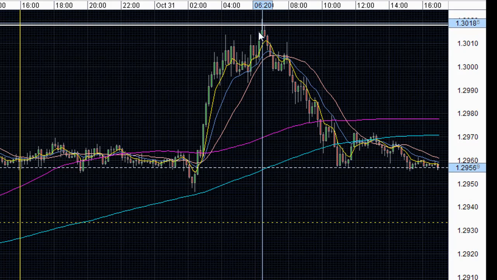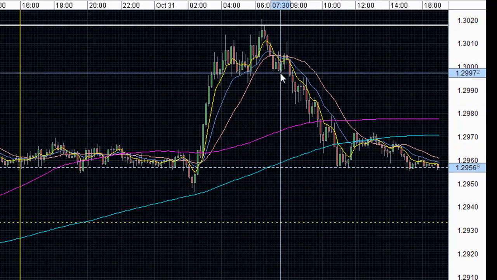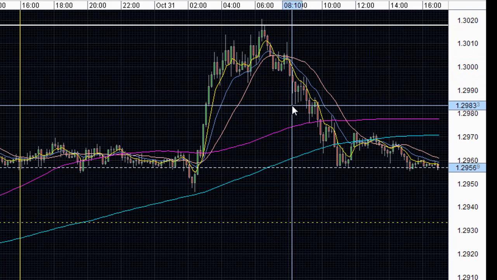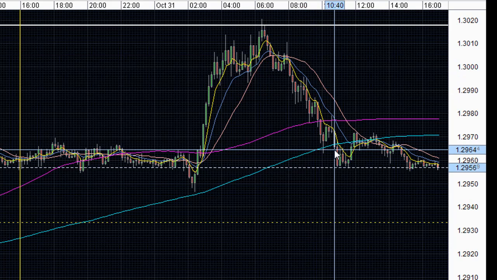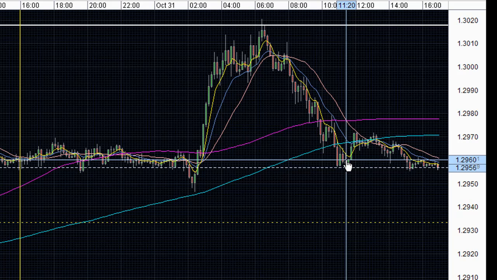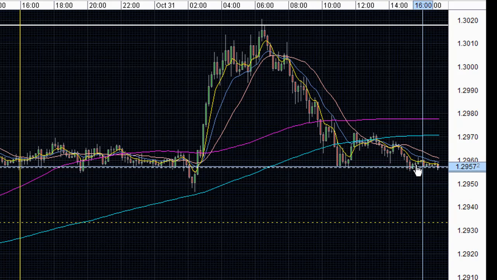Now, there were opportunities to enter short on this move lower, but it would have been risky because there weren't too many significant pullbacks up to an area of resistance to enter short, but you could have entered short on this move lower as well. But as I said earlier, we're sort of flat for today. We're sort of in this consolidation, waiting to break out.